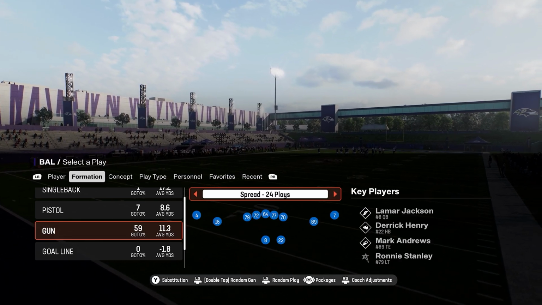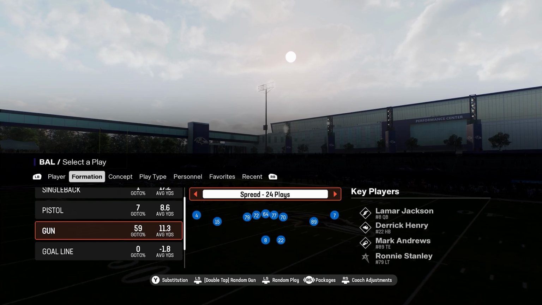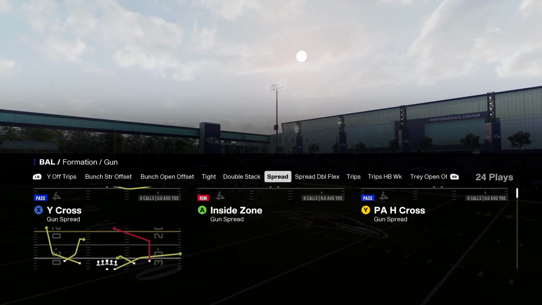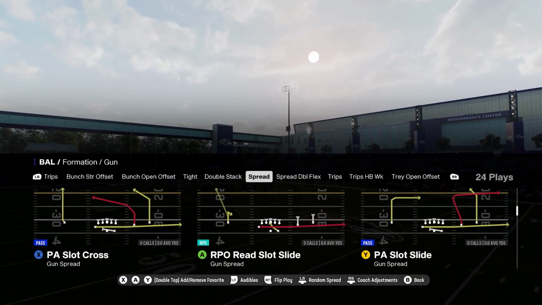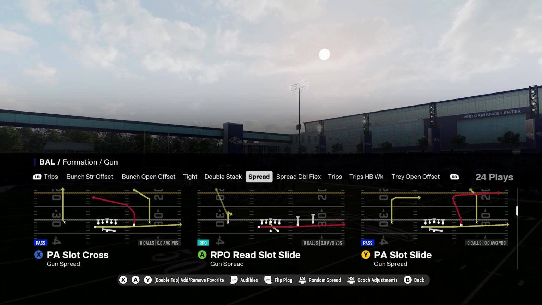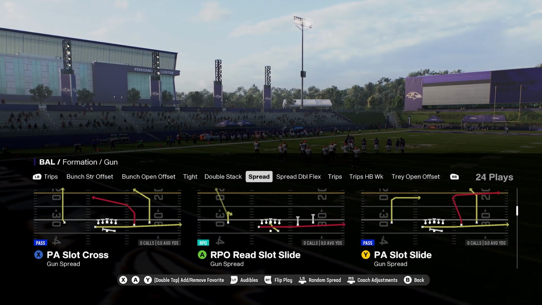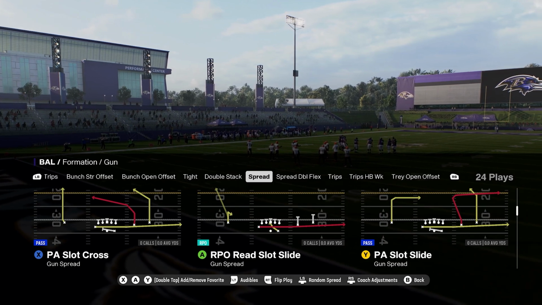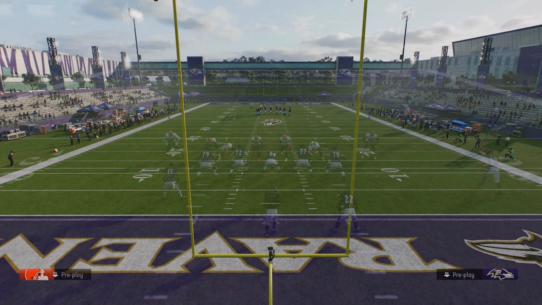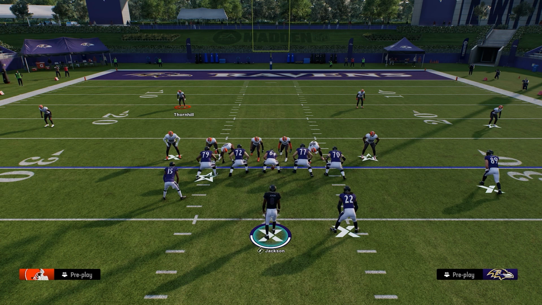The last concept we're going to talk about today is my absolute favorite in the game right now, and it's going to be the RPO read slot slide. Now, this is a really unique play that was just added this year, and it's in the Washington playbook, and it can be found in a couple of formations throughout the playbook, but my favorite is out of gun spread. Now, when we come out on this play, this is very, very effective against the meta as well, which again is a theme of today's video.